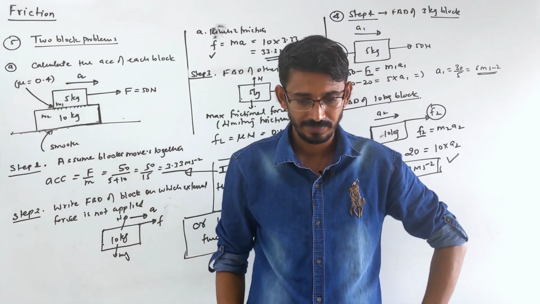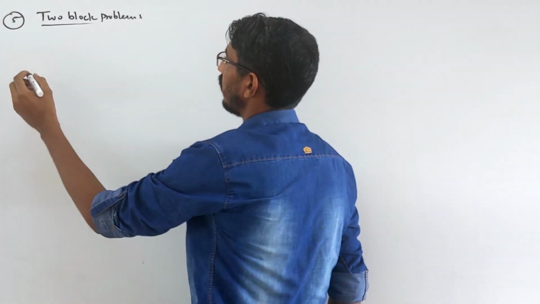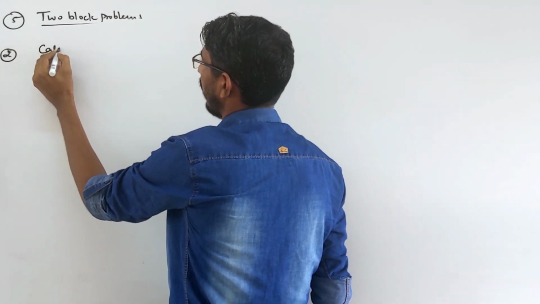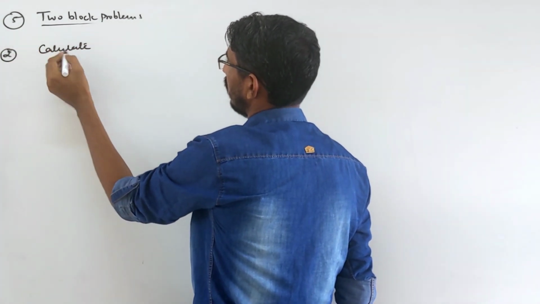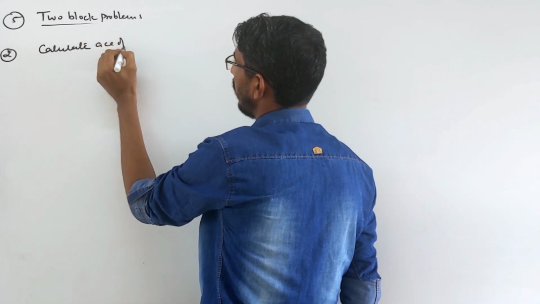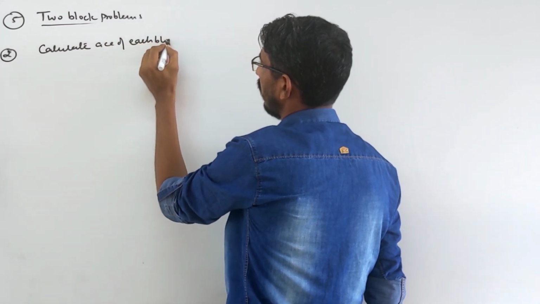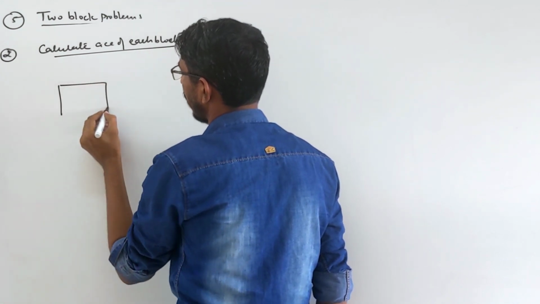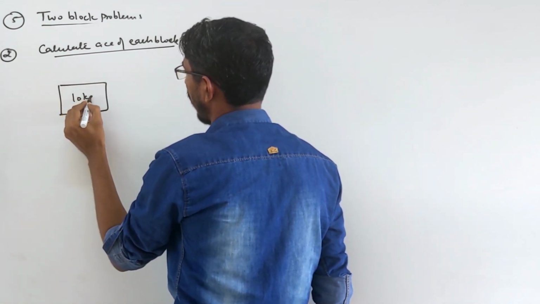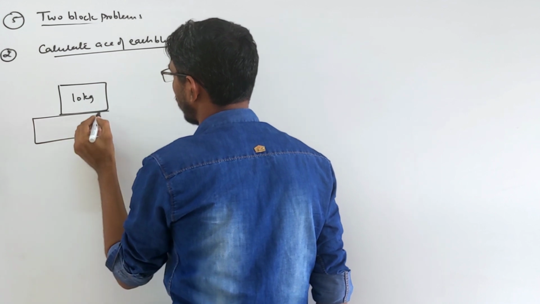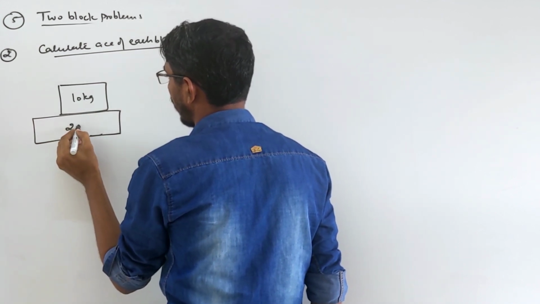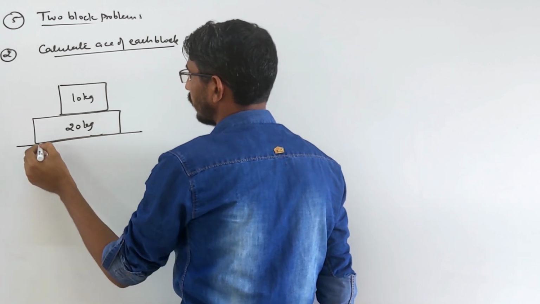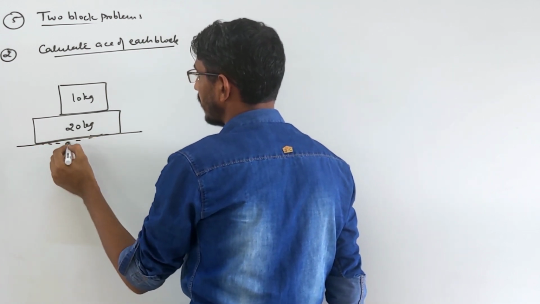So we are doing one more problem on this two block problem. Let's say problem number 2. The question says: calculate the acceleration of each block. Suppose two blocks are given. This is a 10 kg block placed over another block of, say, 20 kg mass, and this is placed on a smooth surface. So here there is no friction.